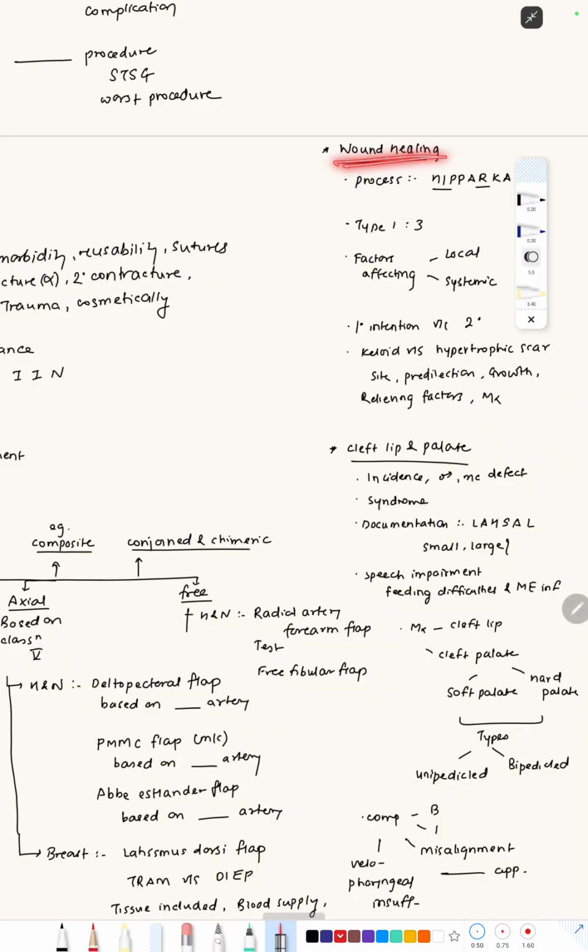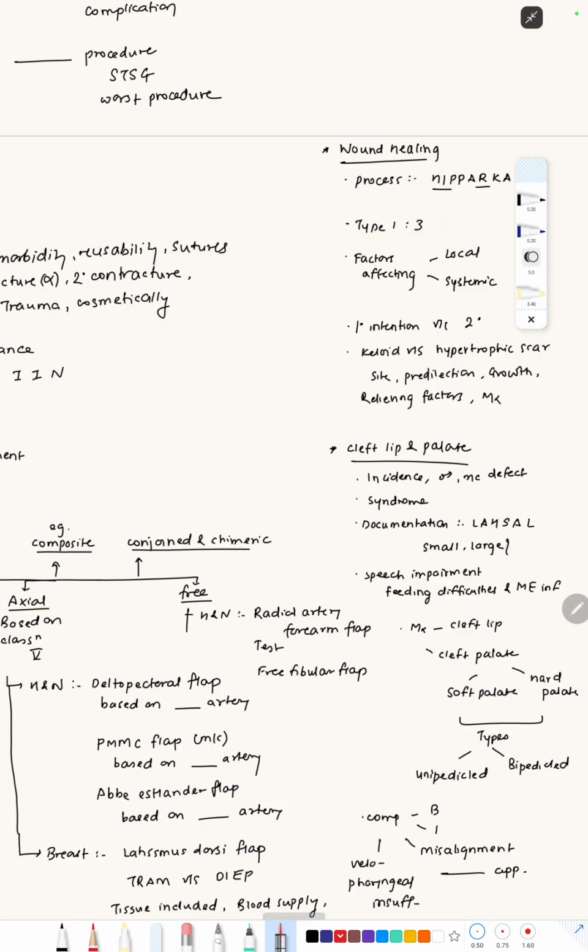Wound healing. The process of wound healing is given by this mnemonic, that is HIPR. So first H stands for hemostasis, then I stands for inflammation phase, which lasts for about 4 days. Then P stands for the proliferative phase, where the collagen tissues are going to proliferate, and then R stands for the remodeling phase. In the proliferative phase, type 3 collagen is seen. In the remodeling phase, type 1 collagen increases. The final ratio of type 1 to 3 is 4:1.